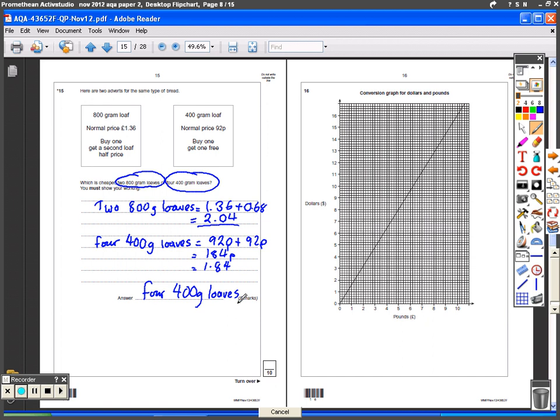Okay, moving on, next question, 16. There's a conversion graph to convert dollars into pounds. Okay, so 16a says use the graph to convert £5 into dollars. So, pick up your ruler, we need £5 into dollars. We draw a line from 5 up and hit the line and across. So £5 is the same as $8.